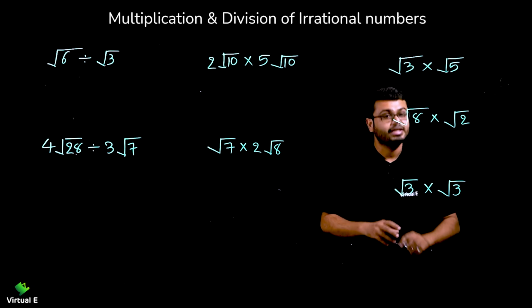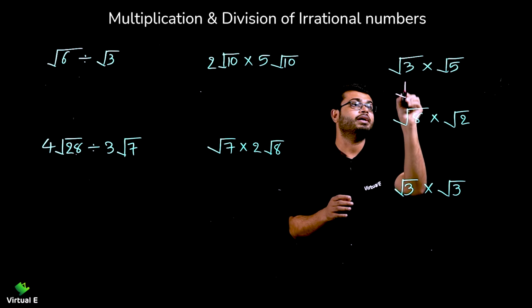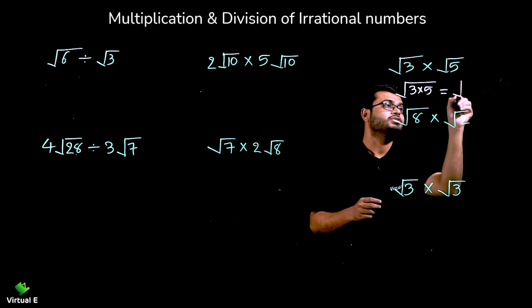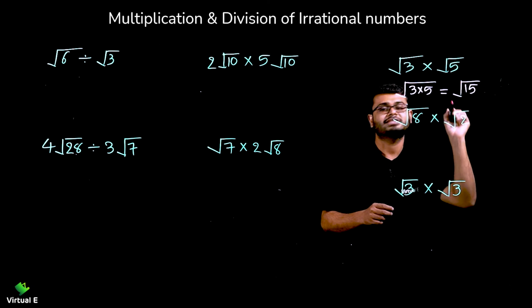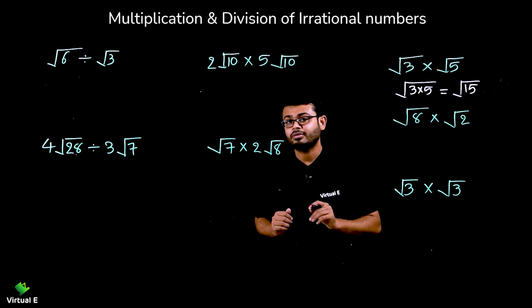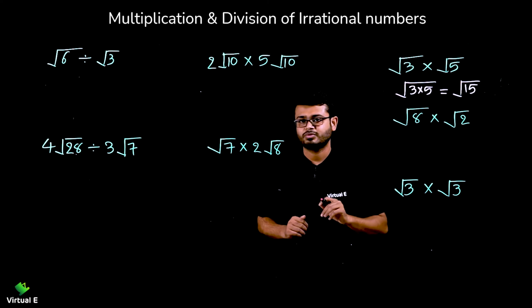Let me show you that here we can write 3 multiplied by 5, it is square root of 15. That's it. We cannot do anything further than this. If it is a perfect square, then we can think about it. But 15 is not a perfect square, right?